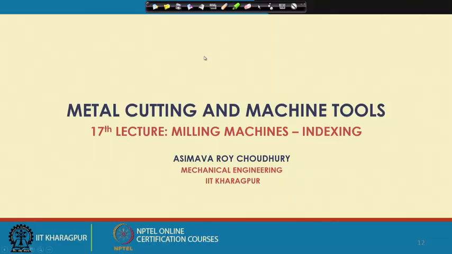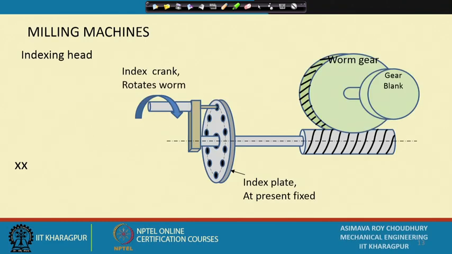17th lecture, milling machines, indexing. Milling machines. First of all, the indexing head. What is this indexing head that we are talking about? First of all, let us see what is our ultimate end use.